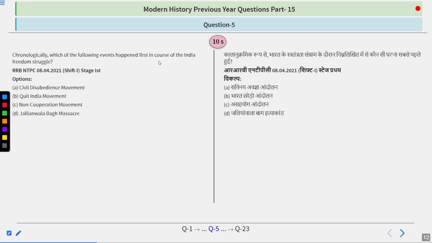Chronologically, which of the following events happened first in the course of India's freedom struggle? Civil disobedience movement, Quit India movement, non-cooperation movement, Jallianwala Bagh Massacre. Take your time.